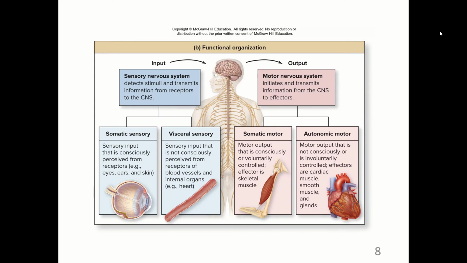This illustration shows the different types of divisions of the peripheral nervous system. The sensory nervous system is involved in the input. It detects stimuli and transmits information from receptors to the central nervous system.